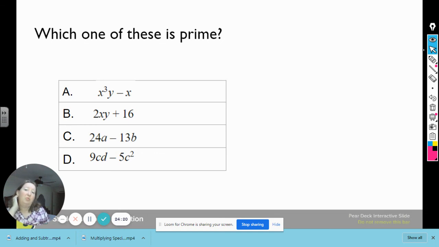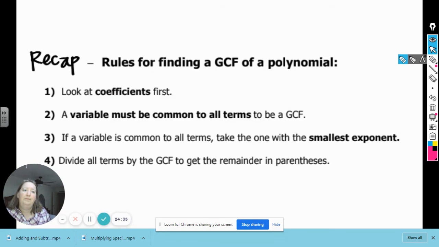Okay, which one of these is prime? You are looking for the one that you can neither divide out any numbers. They don't have any numbers that are in common, no common factors, and they have no common variables. And you'll have to answer that on the pair deck.